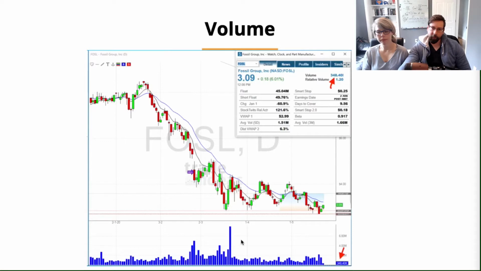And again, it's a simple metric. For the guys out there, I would say anything over 300,000 shares a day is probably good enough to trade. Within Trade Ideas, you can put filters on that.